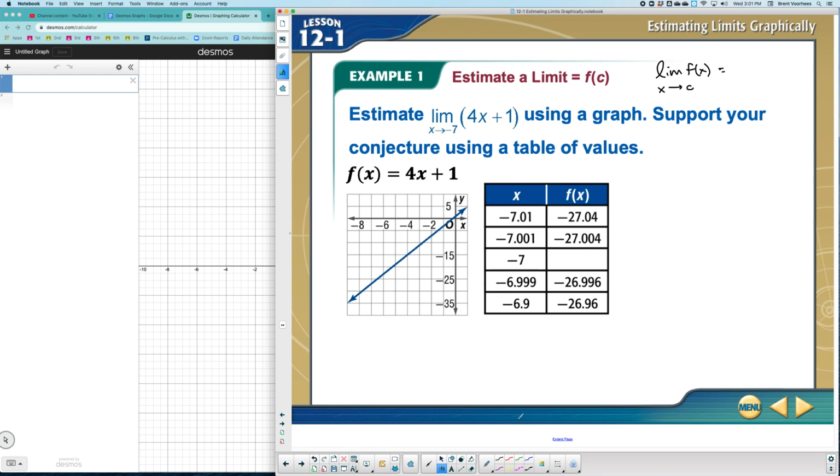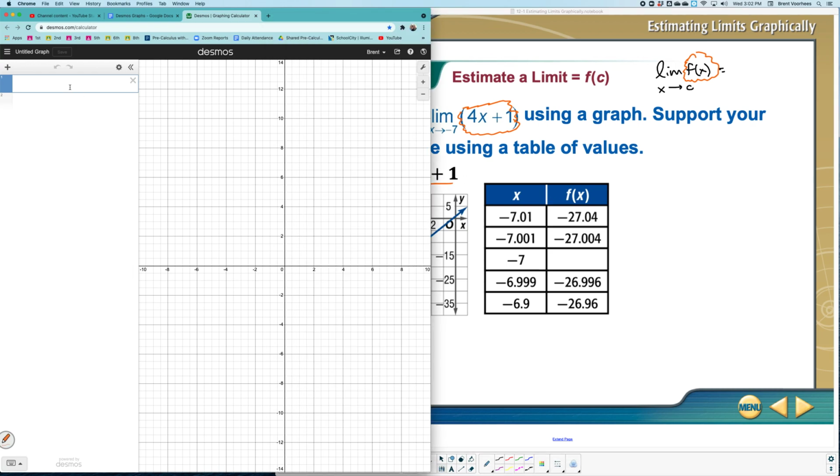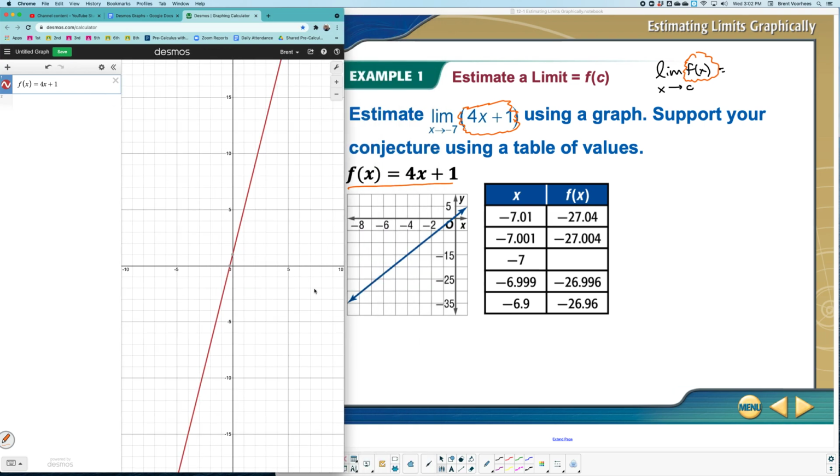That's normally how we would write it, and then we would say whatever it equals. So notice here what's happened is I have substituted for f of x this 4x plus 1 right there. That is f of x. So what I'll do here on my Desmos is I'm just going to type in f of x equals 4x plus 1. And I'm going to scoot this over just a hair so we can see what's happening. And so there's our graph.